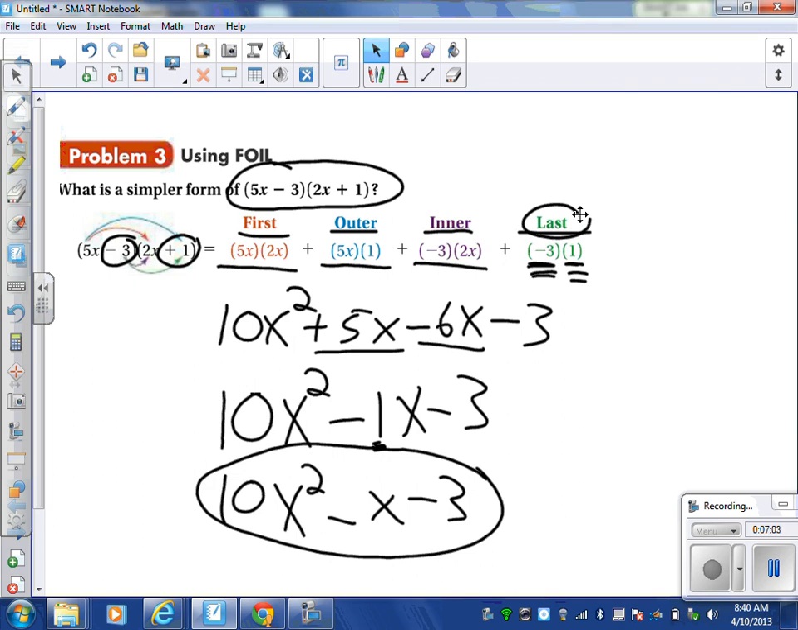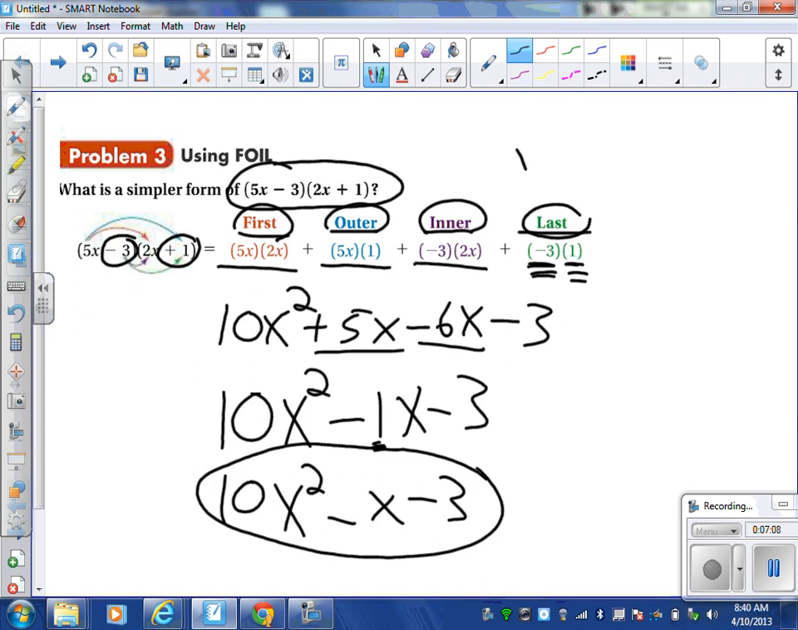The first, outer, inner, and last numbers multiply together. Find my like terms, combine them, and then get my final answer down here at the bottom. 10x squared minus x minus 3.